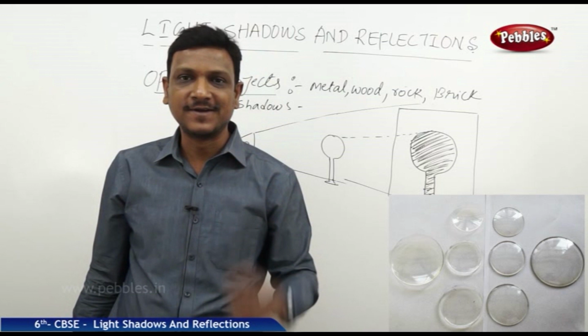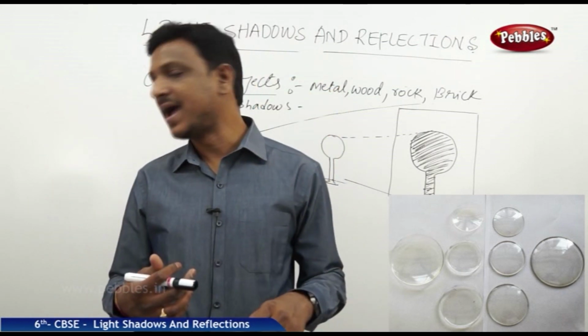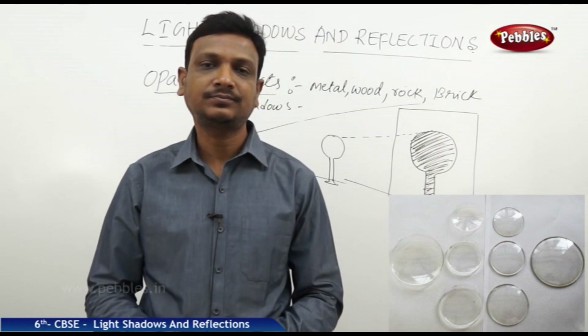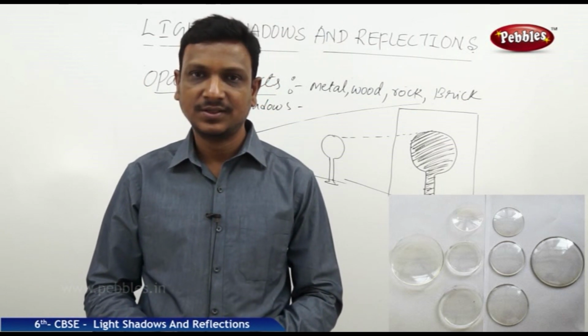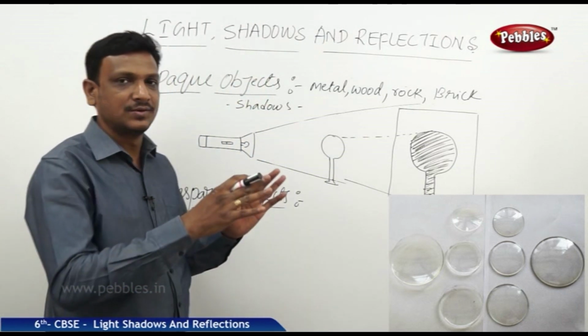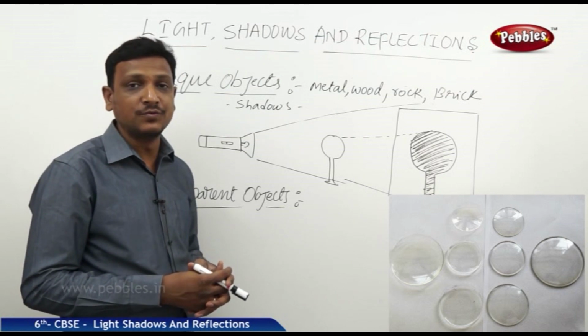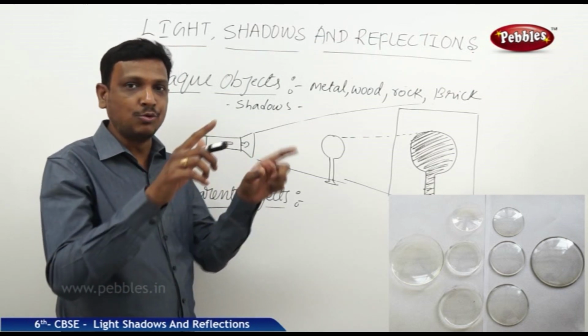So there is a light in front of you, you stood there, light is falling on your body. If you just look back, you can find your shadow. Right? So shadow is nothing but absence of light. Where there is no light falling, that particular area is called as shadow.